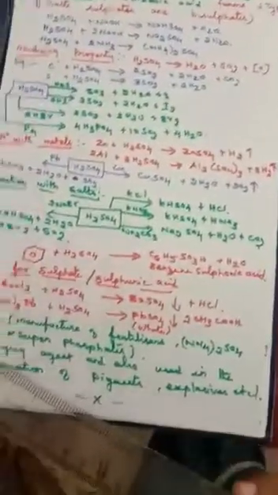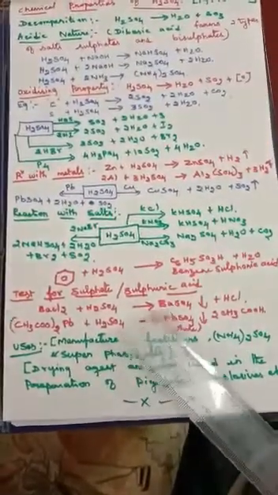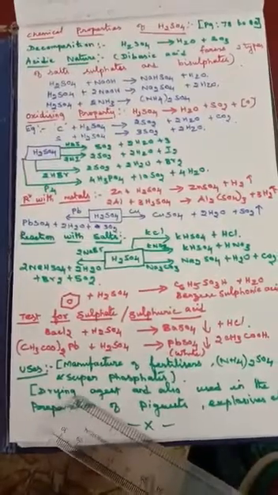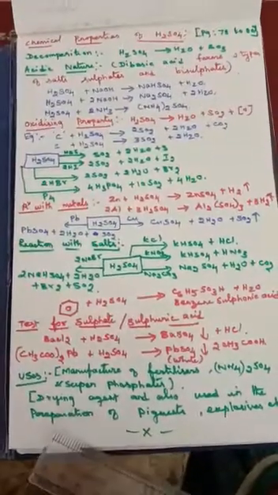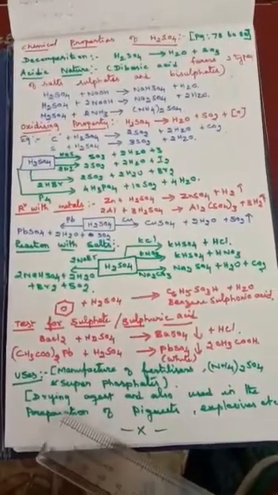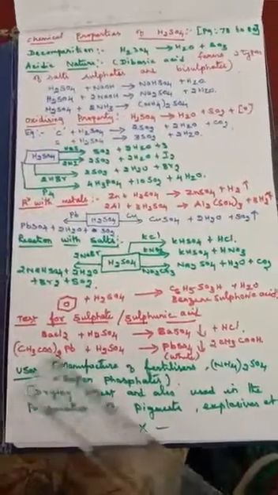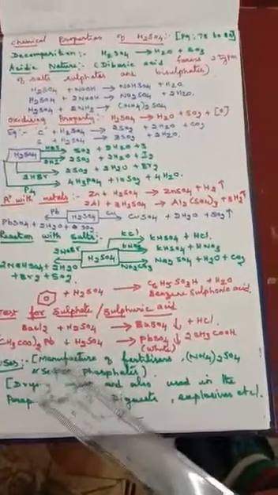Remember that. Now the last point is the uses of sulfuric acid. Sulfuric acid is used in the manufacturing of fertilizers such as ammonium sulfate and superphosphate. It is also used as a drying agent, in the preparation of pigments, and in explosives, etc. So these are the uses of sulfuric acid. That's all.